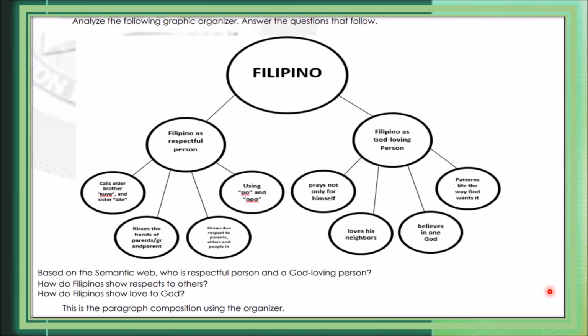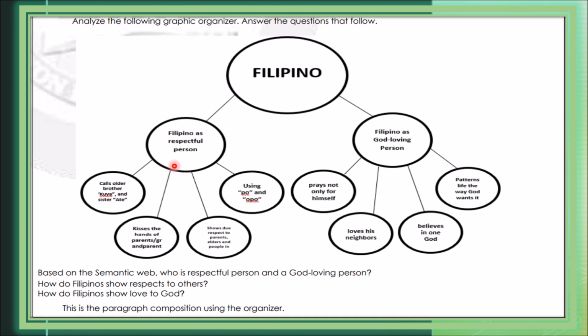So, this one, analyze the following graphic organizer, answer the questions that follow. So, look at the graphic organizer. Tingnan nyo ha. It's about Filipino. Diba? Yung semantic web ang tawag dito. Pero organizer din yan, ang tawag yan. Semantic web.